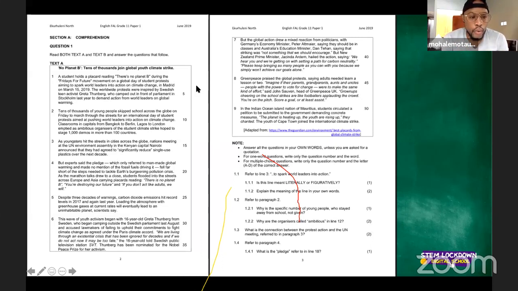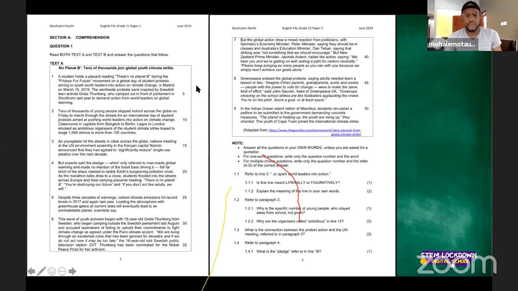It says refer to paragraph 4. It talks about the pledge. It says, what is the pledge referred to in line 18? Now, looking at this question, we first need to identify what pledge means. Pledge means a promise that has been made, or a pledge from the world leaders of what they want to do or what they want to achieve. So it says, what is the pledge that is referred to in line 18?